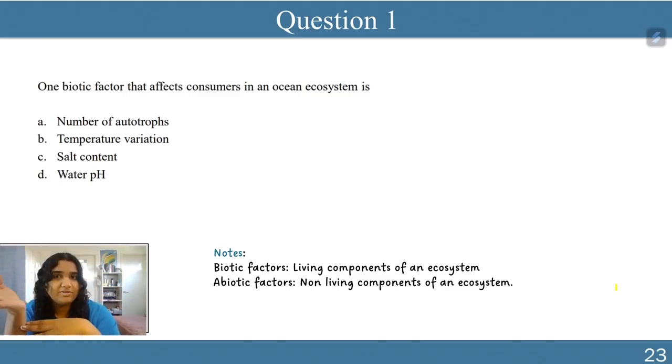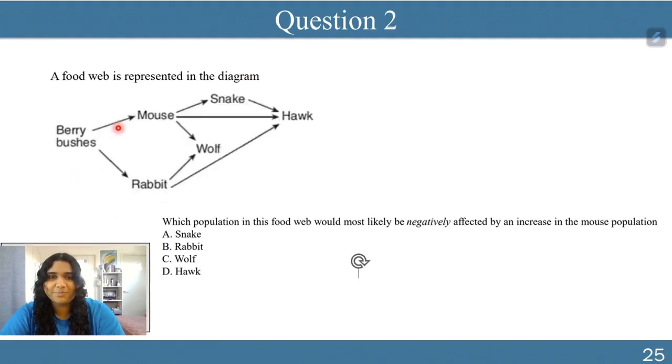Abiotic factors are the opposite of that, so any non-living components of the ecosystem, things like climate, rainfall, soil temperature, pH, etc. Now, one important thing to take notice of in this question is that they're asking you about an ocean ecosystem, and then biotic factor. The only biotic factor in all of these options is A, or number of autotrophs. So that is your answer. Temperature variation, salt content, and water pH are all abiotic factors, so they are not the correct answer.